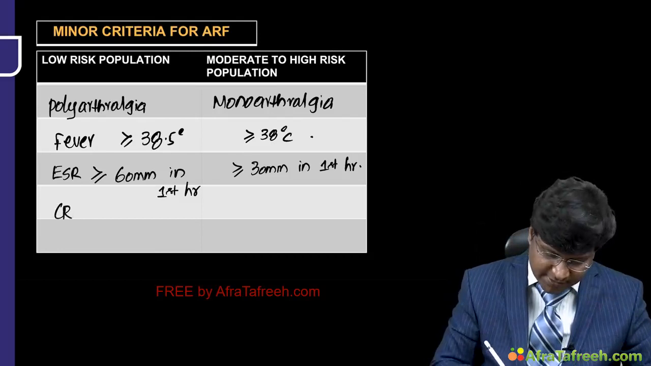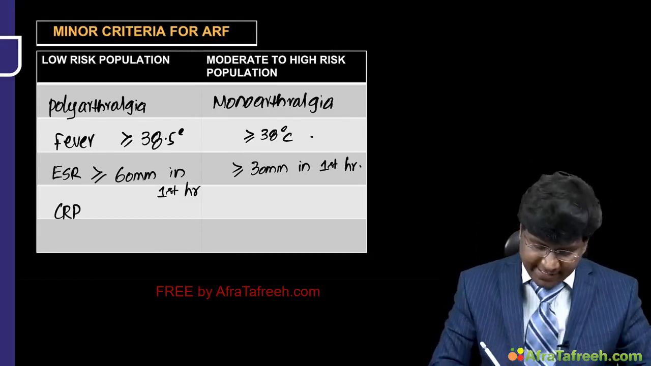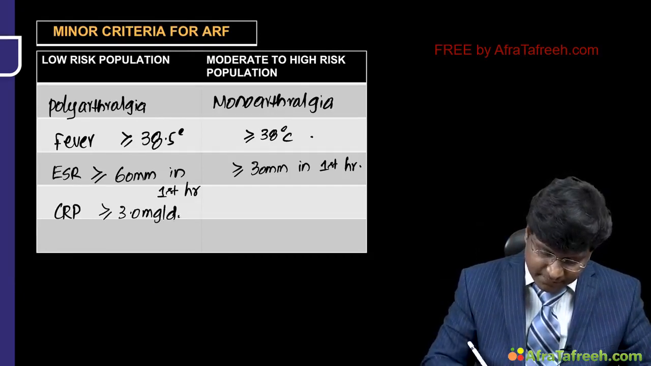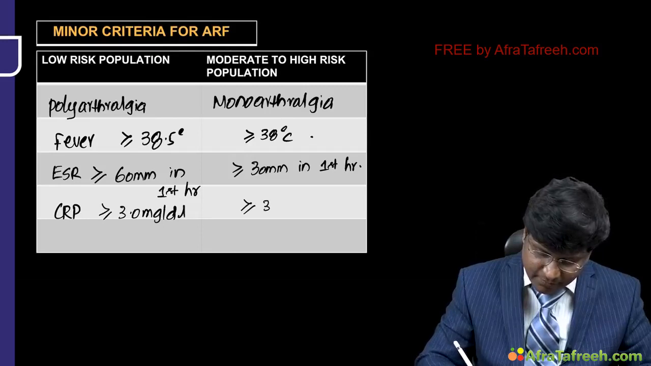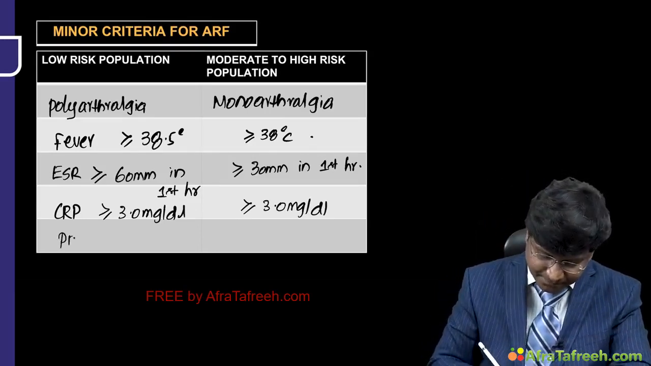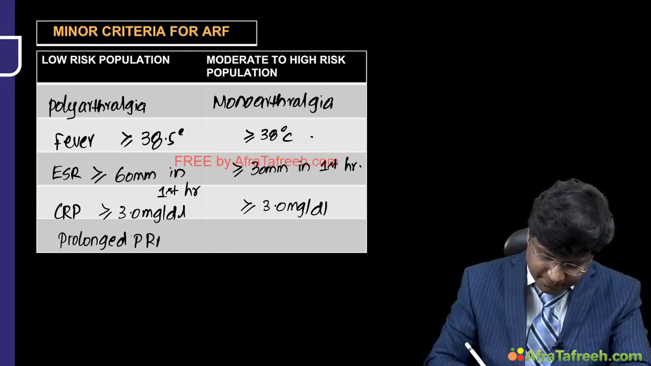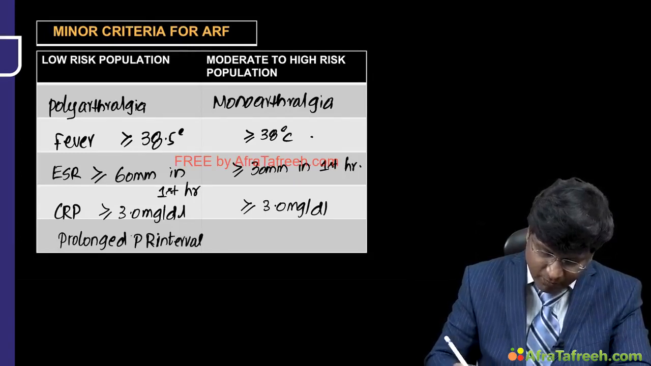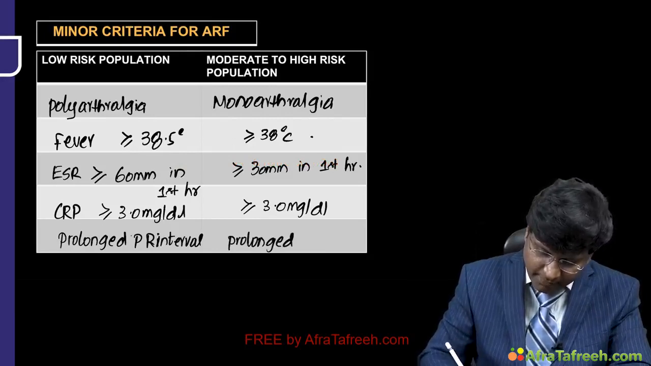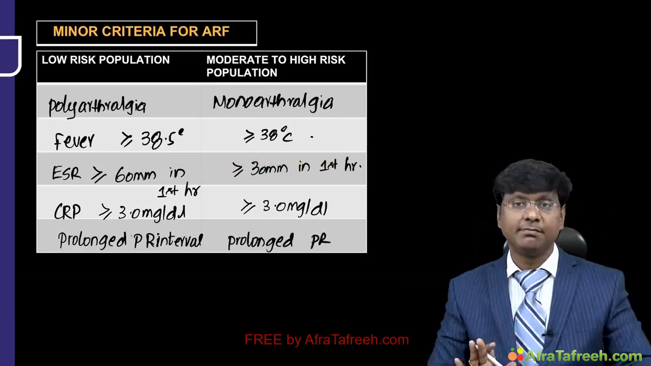And what about the CRP, that is C-reactive protein? C-reactive protein should be more than or equal to 3 milligrams per deciliter in low risk, and it should be the same, more than or equal to 3 milligrams per deciliter, even for moderate to high risk population as well. And the other point is there should be prolonged PR interval, right? Even for moderate to high risk, there should be prolonged PR interval. Okay, so this is for the minor criteria.